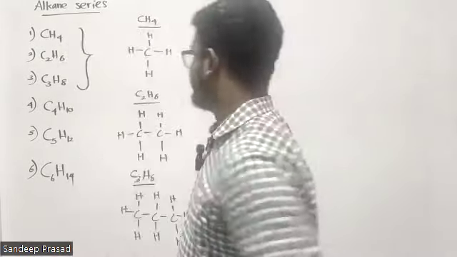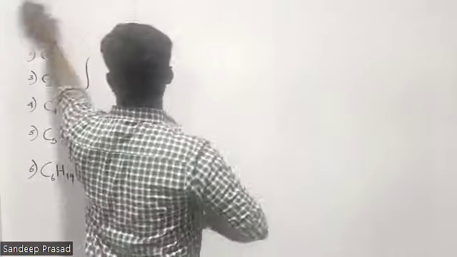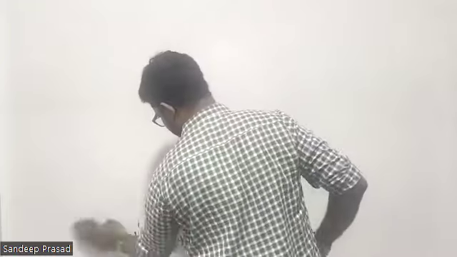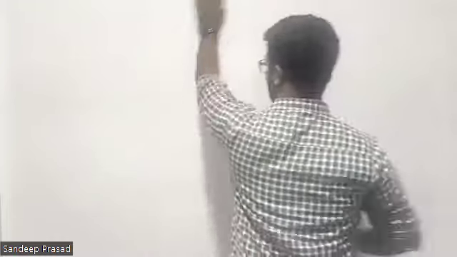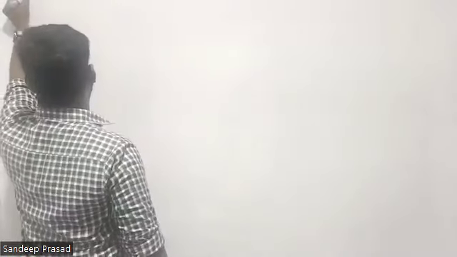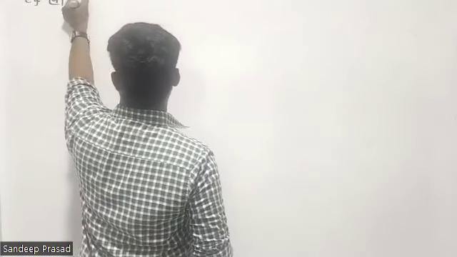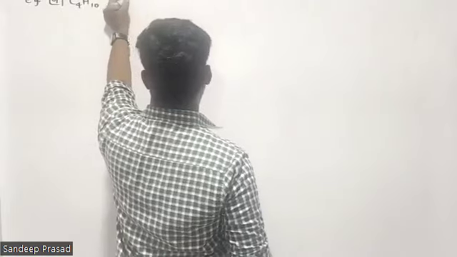Now, let's start to draw the isomers from butane. Here I have chosen three molecules, butane, propane, and hexane. I'm going to explain these things. Let's see. Example number one: C4H10, butane.